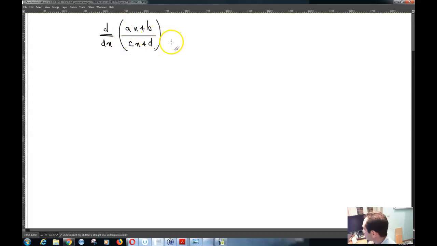Okay, so the next question that we have is question number 5, which is ax plus b over cx plus d. If you want to calculate d by dx of ax plus b over cx plus d, all you need to do is use the quotient rule: u divided by v whole prime is equal to u prime times v minus u v prime over v squared. So then it's pretty simple.